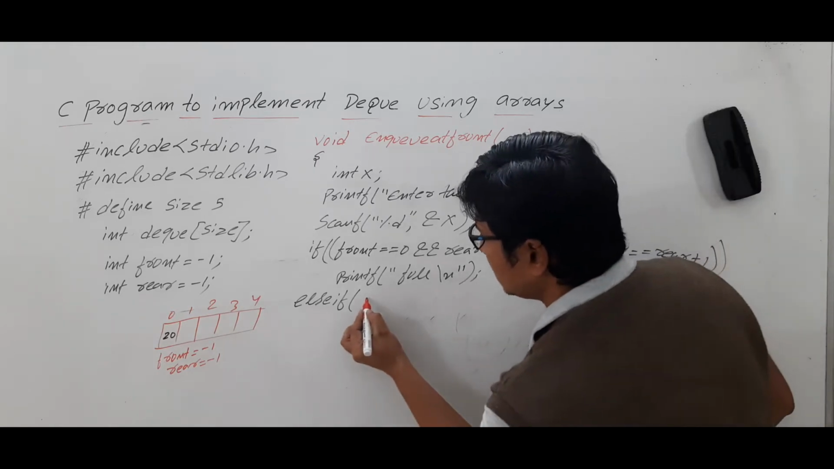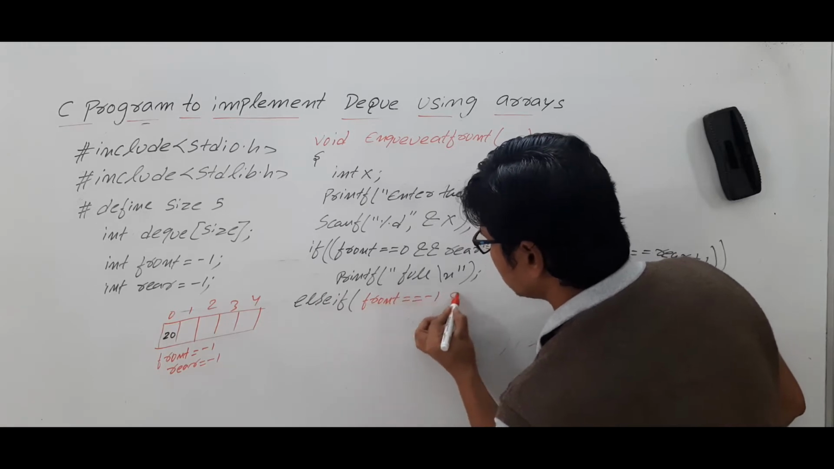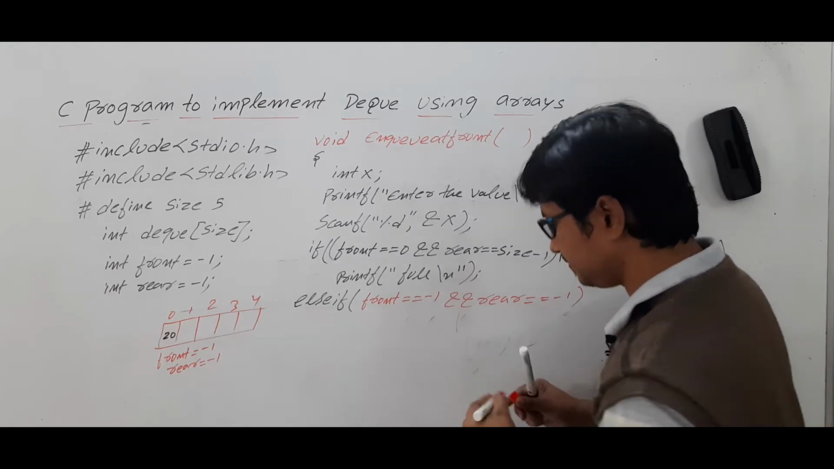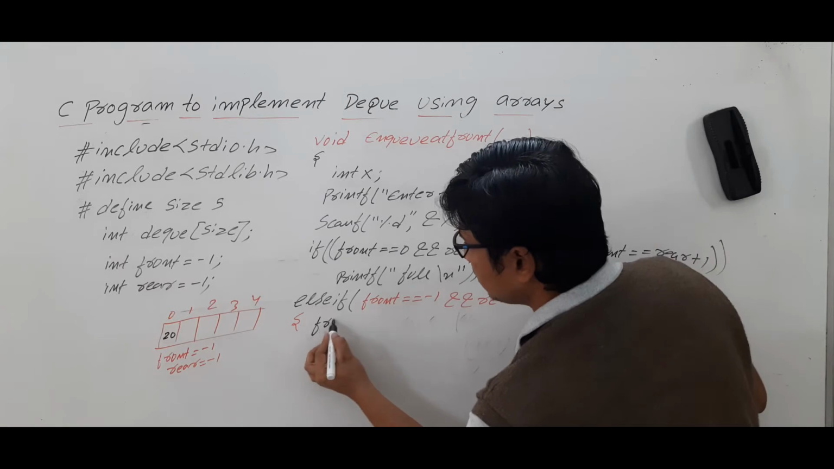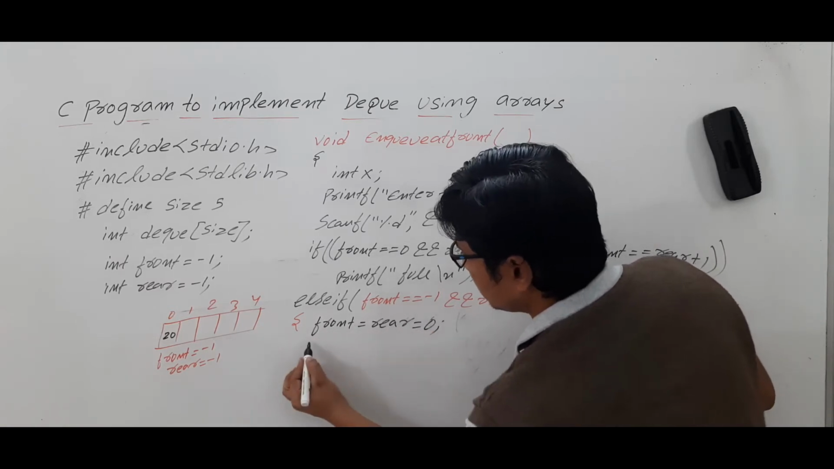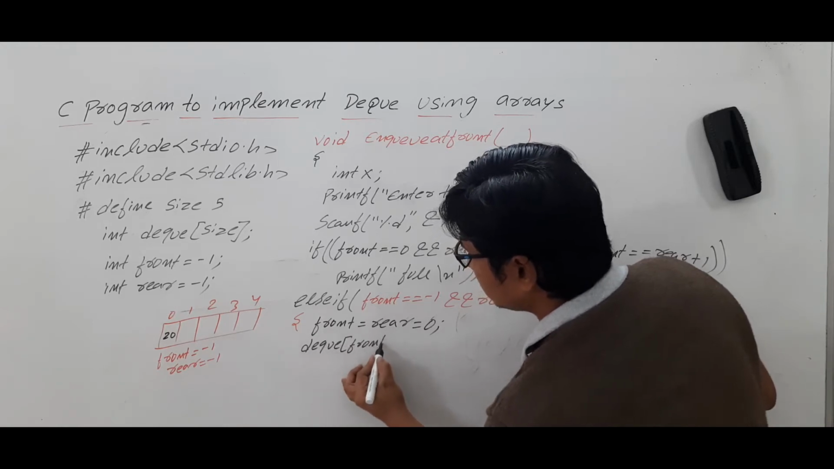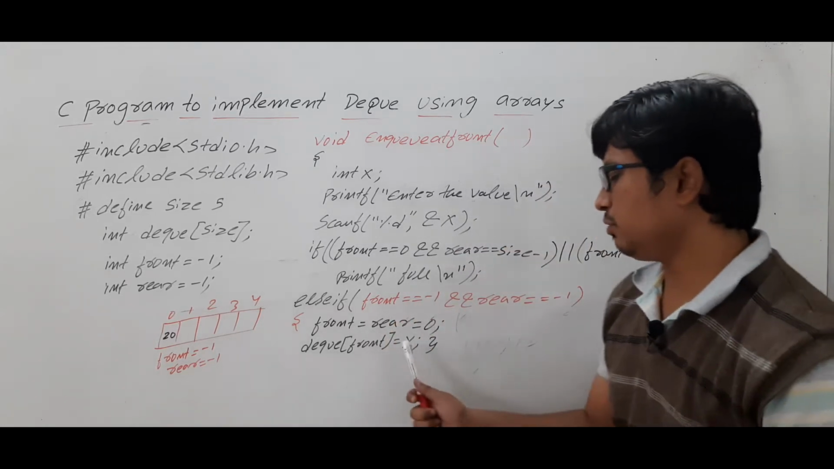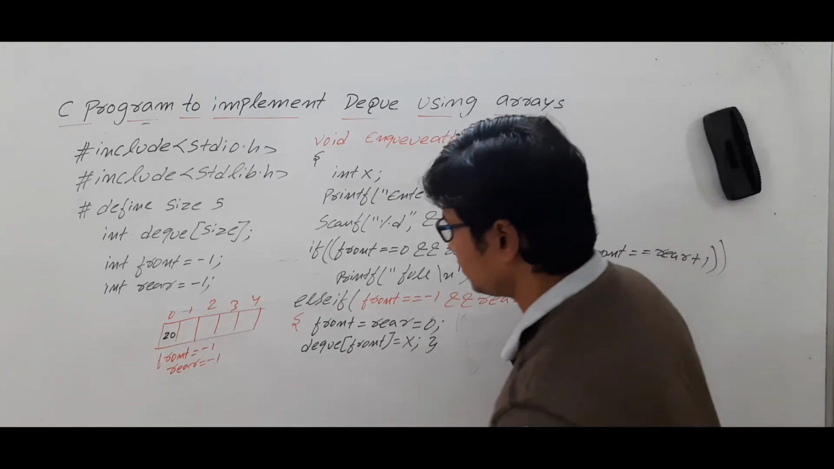So else if front is equal to -1 and rear is equal to -1, then what we will do is make front equal to rear equal to 0, and in the array called dequeue at index front, we will assign the value x. Is it clear? x is a variable. Whatever value is there in this variable, we will assign it.